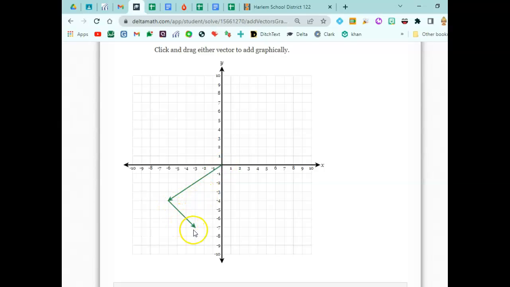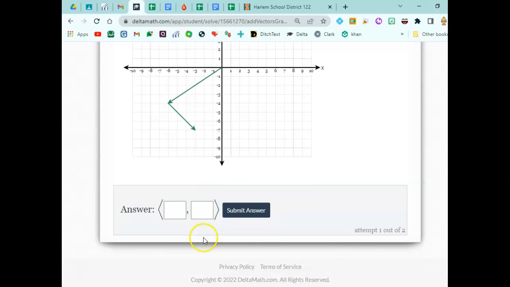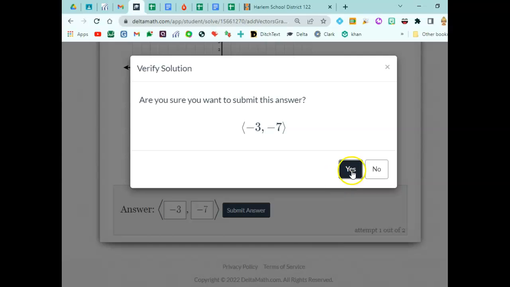If you take physics. But where one ends, the next one starts. And where did we wind up? -3, -7. Does this seem pretty easy? You can watch their little video if you get stuck, but so that's adding them graphically.